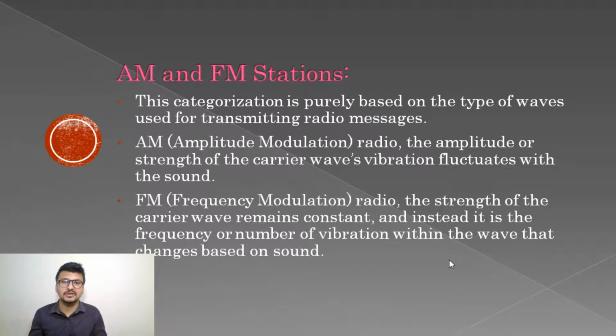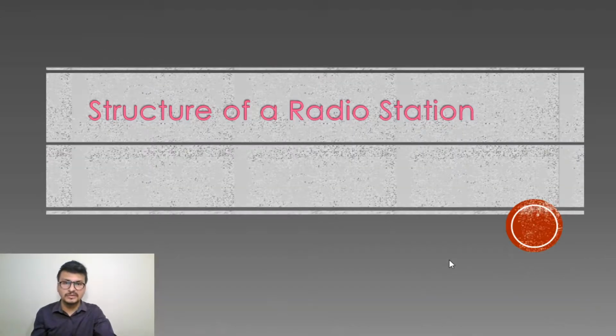Frequency is measured in the wave as the wavelength. It's called lambda in physics. So it is measured in lambda, that wavelength. Frequency is the number of waves. The more ups and downs, that is again the frequency. So the number of vibrations within a wave that change based on the sound, that is FM, frequency modulation.